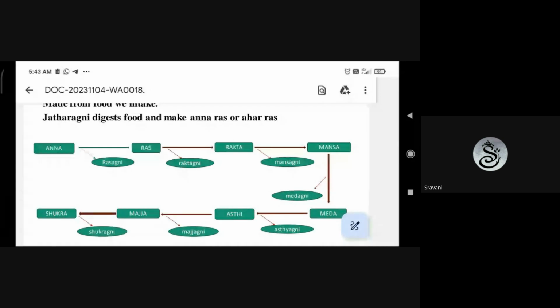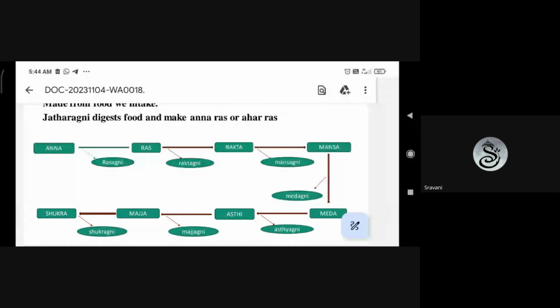Shukra is the fine essence of food. That is why brahmacharya or celibacy is so important in Indian culture: you should preserve the essence of whatever you have eaten or taken in, the essence of shukra. To preserve the shukra.